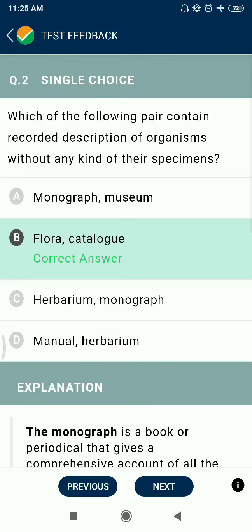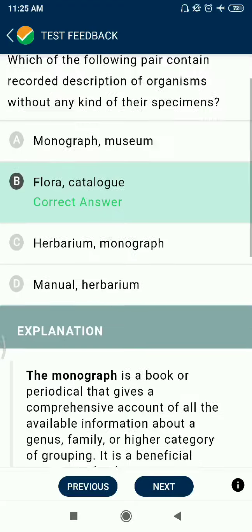Question number 2. Which of the following pairs contains recorded descriptions of organisms without any kind of specimens? Flora, catalog.